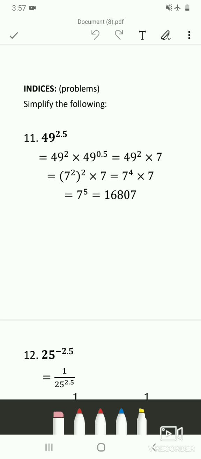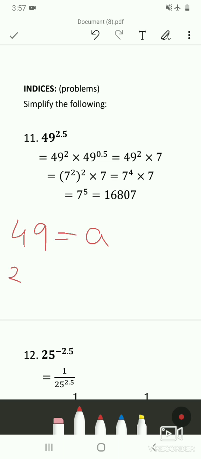The first problem is 49 raised to 2.5. In these types of questions you have to use the first law, that is a raised to m into a raised to n can be written as a raised to m plus n. I hope you guys are familiar with these laws. So in this case 49 is nothing but our a, that is the base. Here 2.5 can be written as 2 plus 0.5.